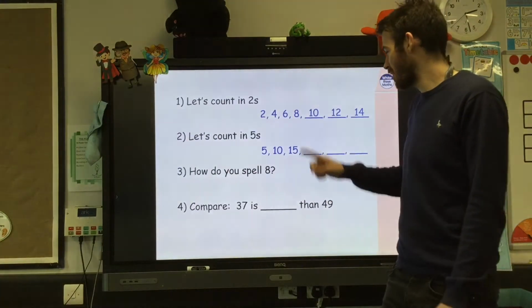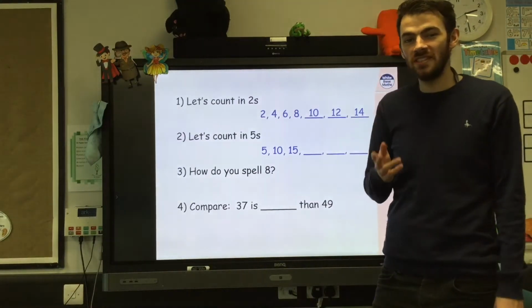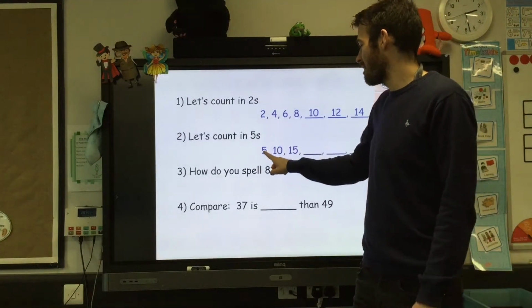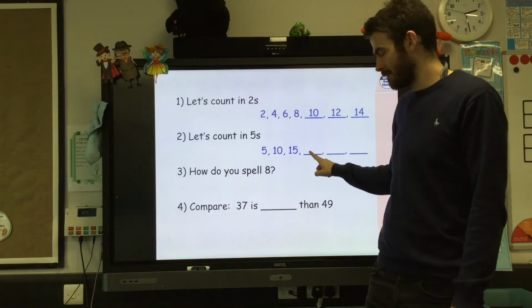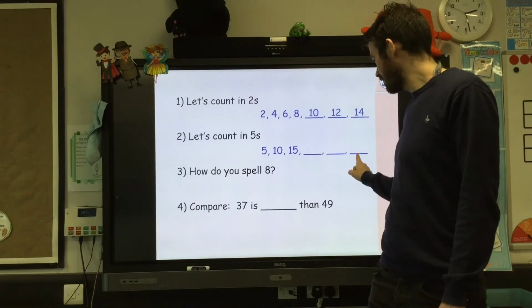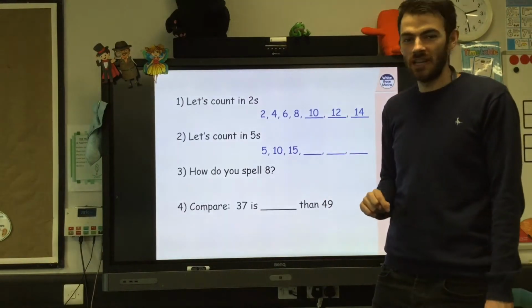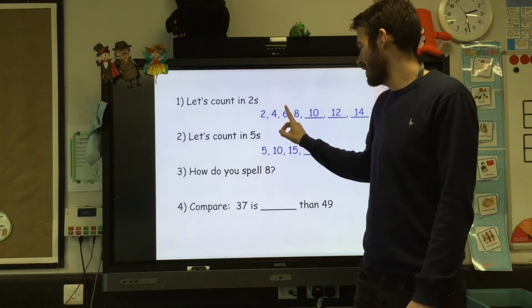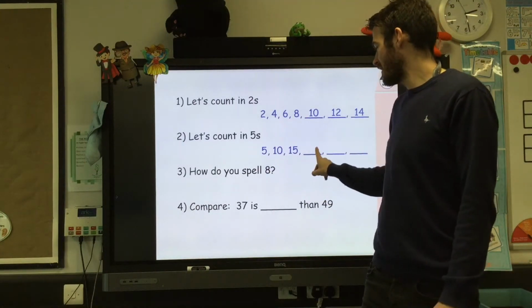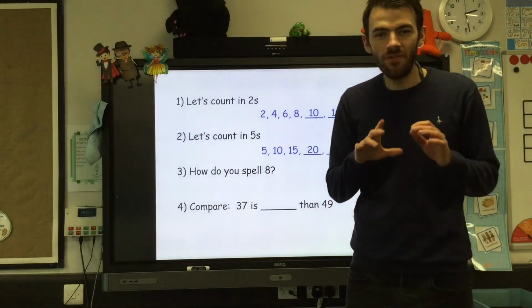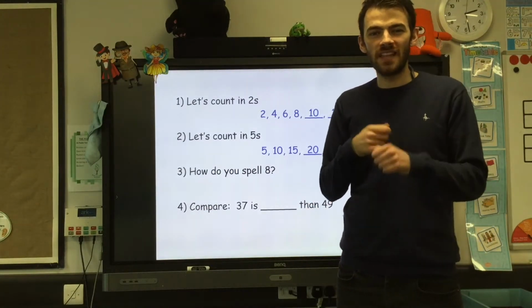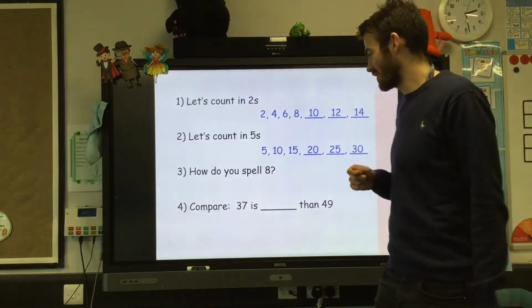Okay, now let's count in 5. So the same again, I'm going to point to the answer and I want you to say it out loud. Are we ready? 5, 10, 15. Okay, I'm going to join in this time. 5, 10, 15, 20, 25, 30. Don't worry if you struggled with that. We're going to practice that lots more when you come back to school.